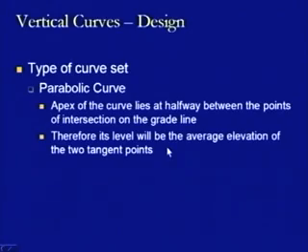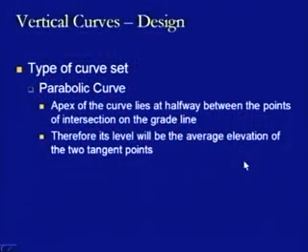Therefore, its level will be the average level of the two tangent points. This is an obvious condition, because if we have this grade like this and this is another grade and a curve is being provided in this form, then this is the apex, and if we join them like this, then this is the central point. If we join this apex and the central point, then the value of this will be the average of the elevation of the first point and the elevation of the second tangent point.